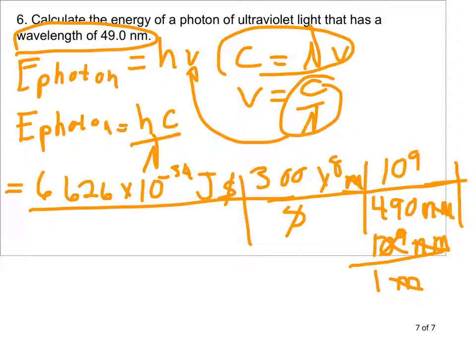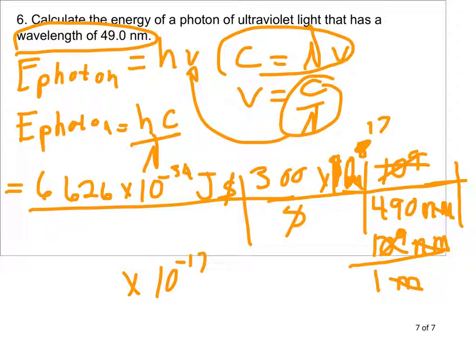Okay, so I have all of our 10 to the stuff on top, and over here on the 3.00 times 10 to the 8th, I forgot to write my 10 in there. Okay, now I'm going to put the 8 and the 9 together. That just becomes a 17. And then this negative 34 and the 17 ends up being 10 to the negative 17th.